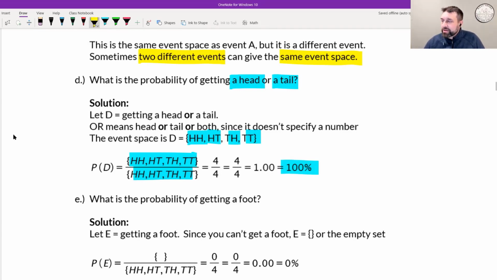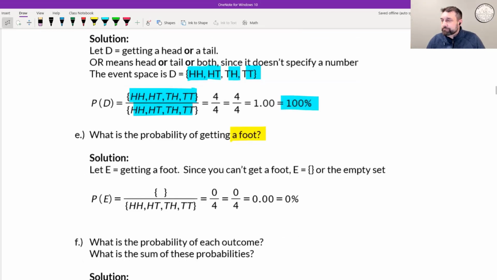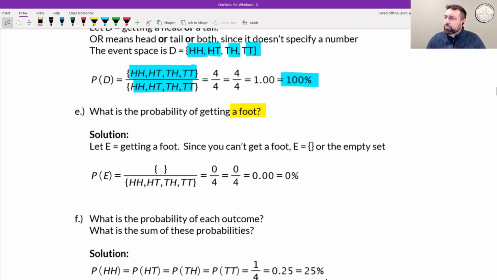What is the probability of getting a foot? A foot, we don't have a foot. When you flip a coin, you either get heads or tails. And so this is called the empty set.